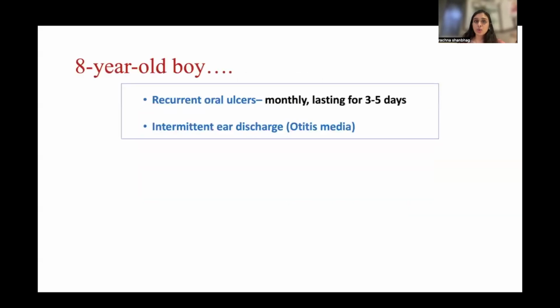Here we have an 8-year-old boy who has presented with recurrent oral ulcers. He often develops 2 to 3 oral ulcers every month and they last for about 3 to 5 days, after which he recovers on his own. He's also had intermittent episodes of ear discharge. And for this ongoing illness, he has had several CBCs performed over the past few months.